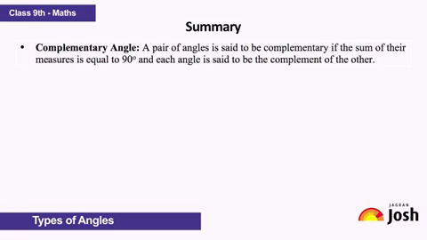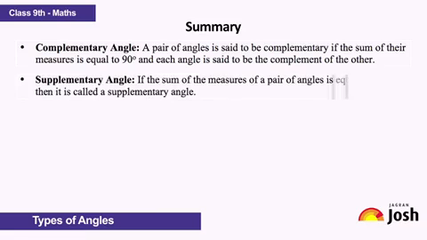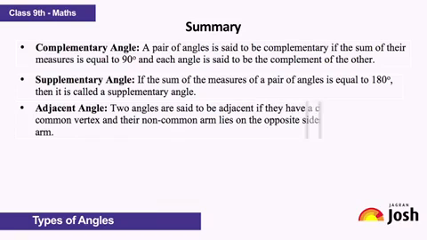Complementary angle. A pair of angles is said to be complementary if the sum of their measures is equal to 90 degrees and each angle is said to be the complement of the other. Supplementary angle. If the sum of the measures of a pair of angles is equal to 180 degrees, then it is called a supplementary angle. Adjacent angle. Two angles are said to be adjacent if they have a common arm and a common vertex, and their non-common arm lies in the opposite directions of the common arm.